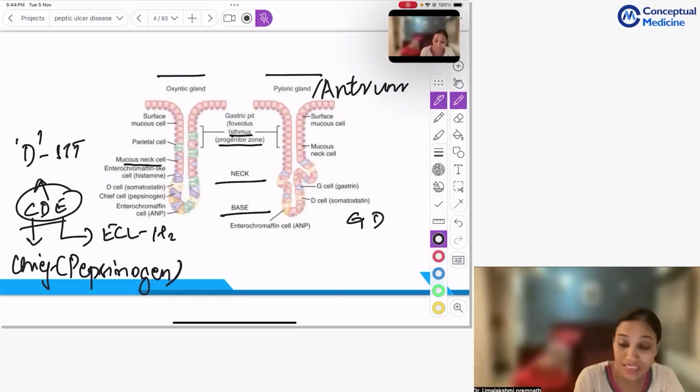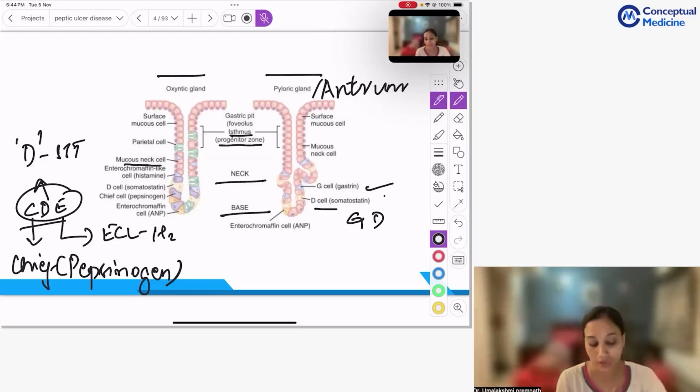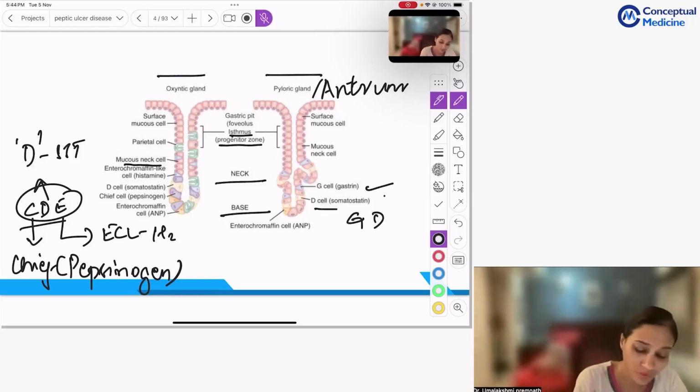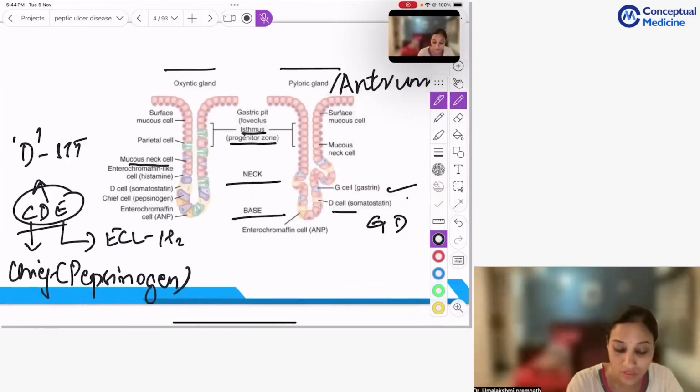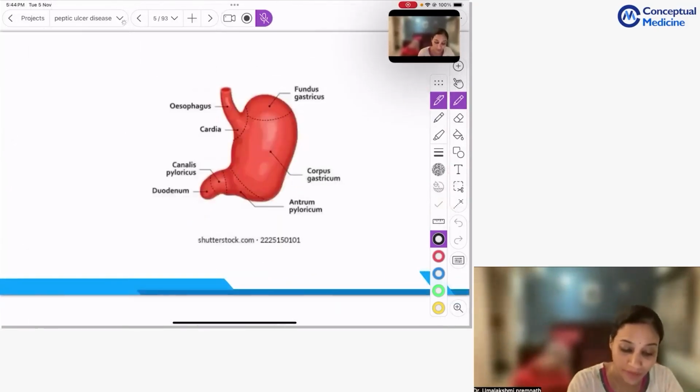So there are specialized cells present in each gland, each with its own function. CDE has its own function. Similarly, you have the G or the gastrin secreting cell, which stimulates the parietal cell directly and the ECL indirectly, and secretes acid. Then you have the D cell here as well. They are basically endocrine cells. Right? So any doubt, you can please stop me. Okay? So this is your gastric pit, the functional anatomy of a gastric pit.